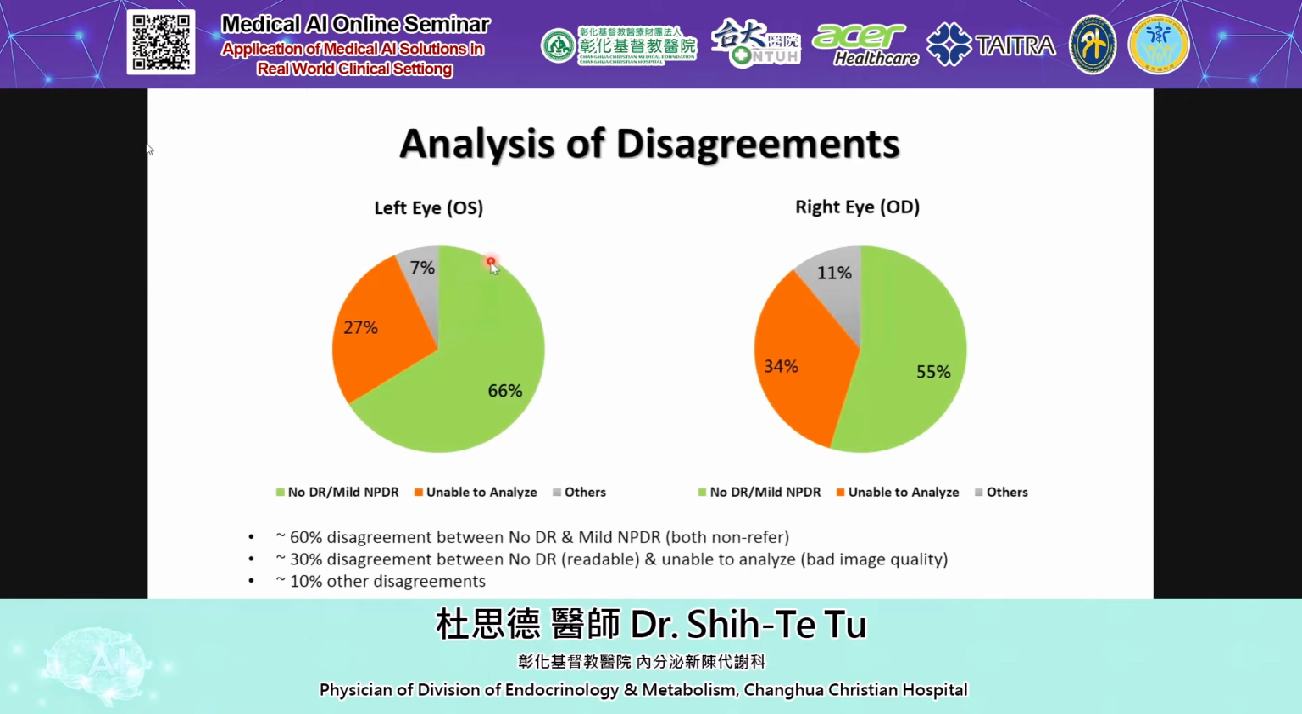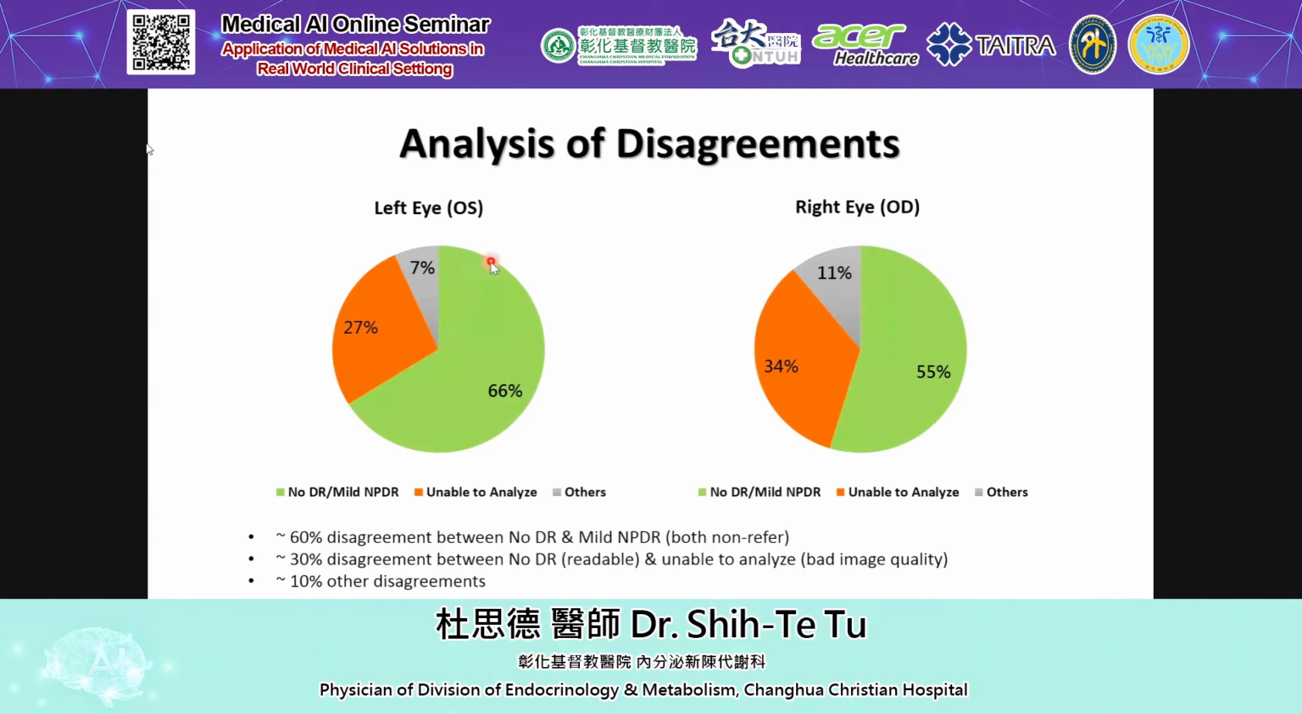or mild NPDR. Why? Because our patients are old. More than maybe 50% of them are over 65 years old, and some have cataract, and some cannot dilate their pupil. So there was some disagreement between our physician adjustment and the AI. But the result was between no DR or mild NPDR.